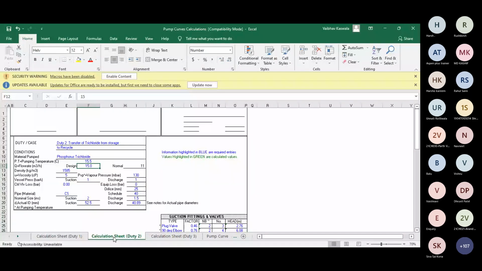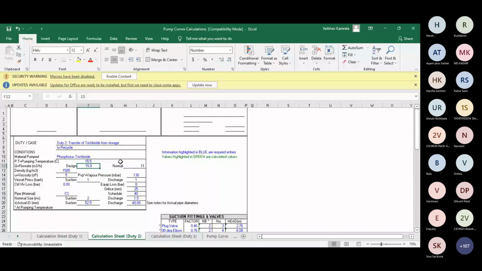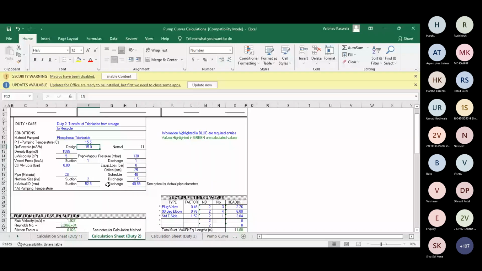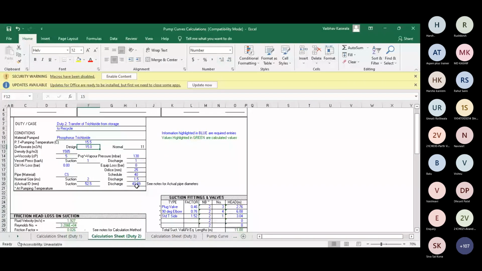So first of all, these are the values that we generally ask for. Now what will we calculate, once we have this data? Sorry, this discharge line will be 33.27. Okay, I will just match this CS PTFE, 71.72.